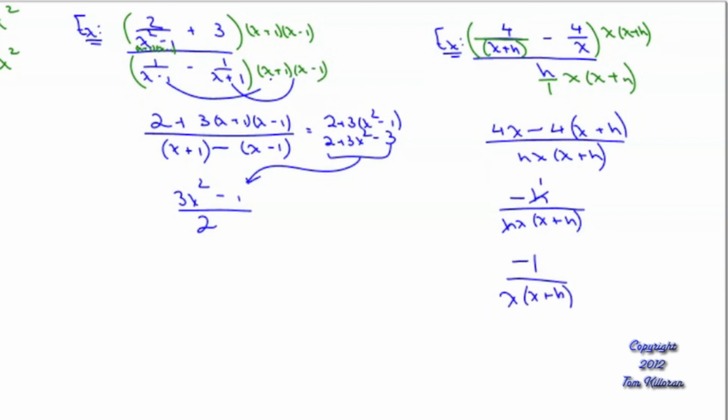Wait, oh, I lost something. I lost the 4. The negative 4 and the 4 times h. That's what's confusing. Negative 4 times a positive h is negative 4h. So this should be negative 4 over x times x plus h. I was just waiting for someone to catch my mistake. When I wrote it down, I was like, that's called calculus.